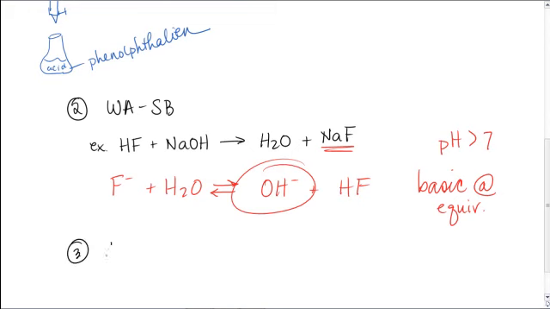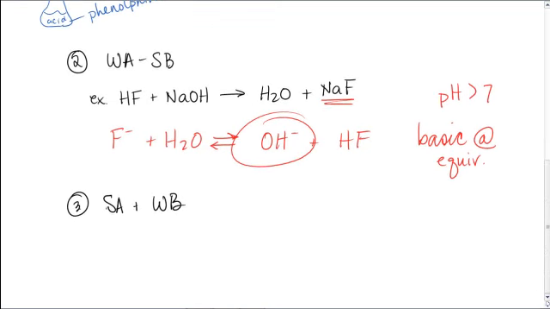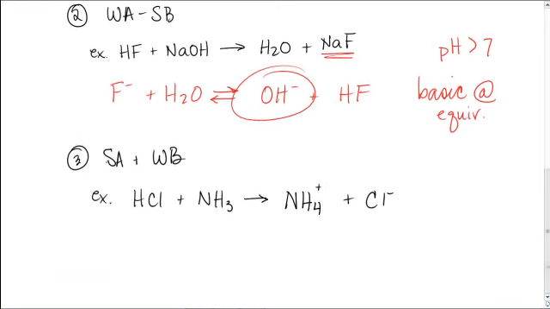We can do the opposite of that. We could do a strong acid and a weak base, so like HCl and ammonia. So Alden, what would be the products of this reaction? Let's give this a little plus because of the H plus, right? So NH4 plus and Cl minus.